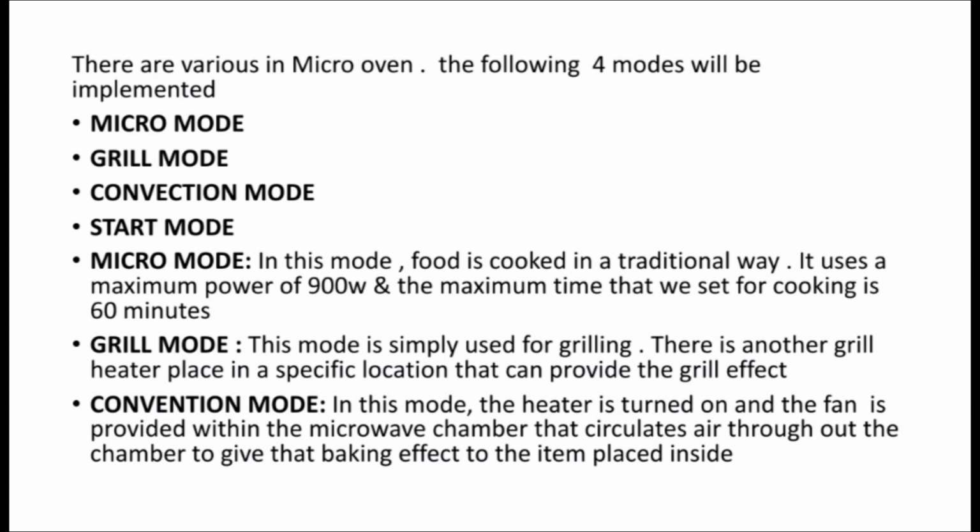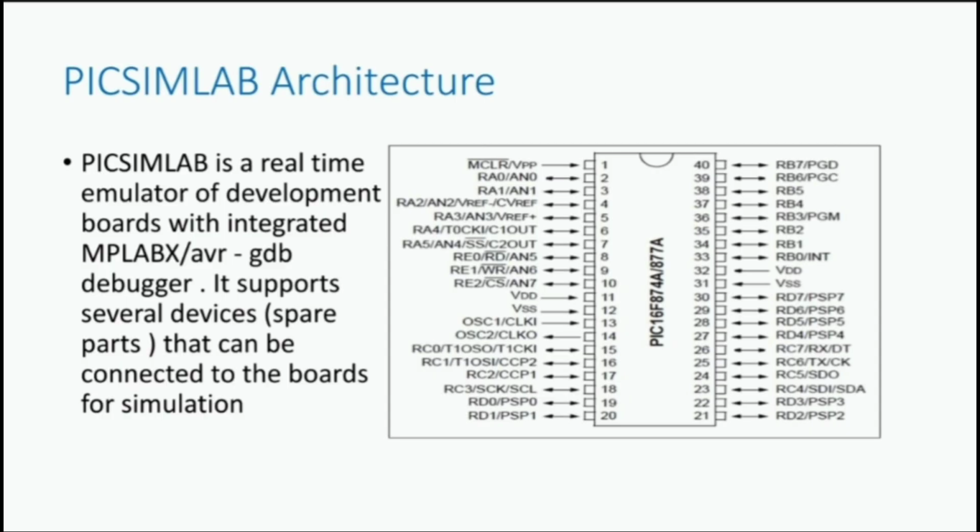Now coming to the third one, convection mode. In this mode, the heater is turned on and a fan is provided within the microwave chamber that circulates air throughout the chamber to give that baking effect to the item that is placed inside.